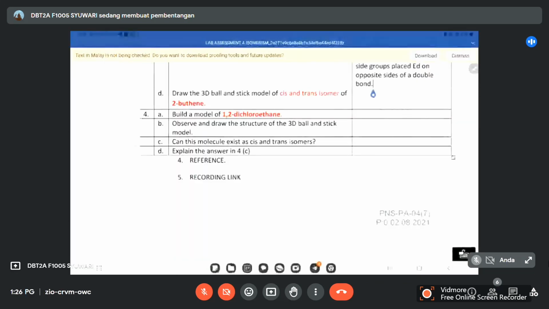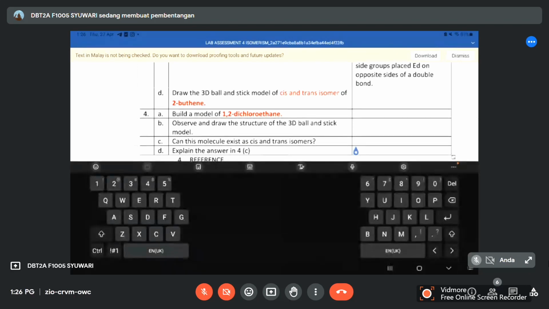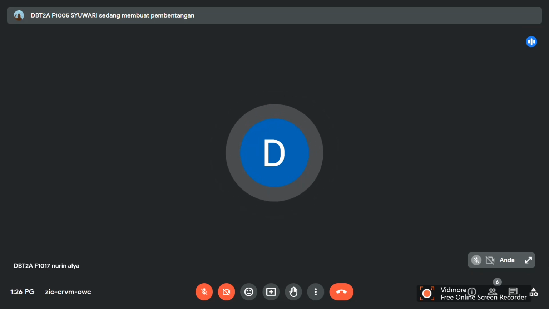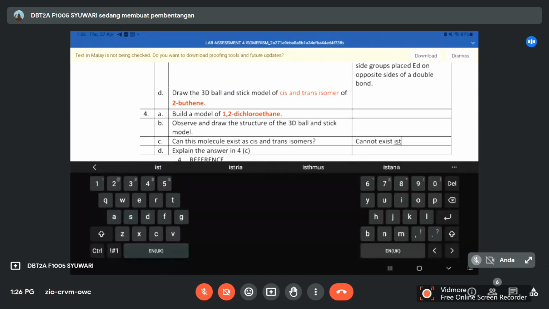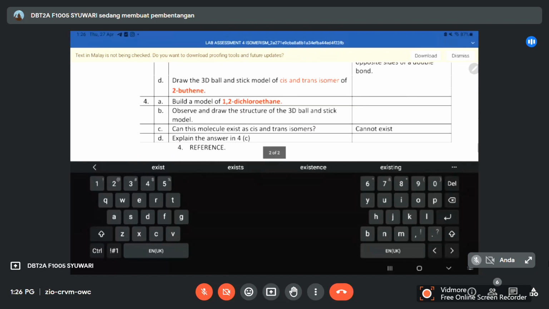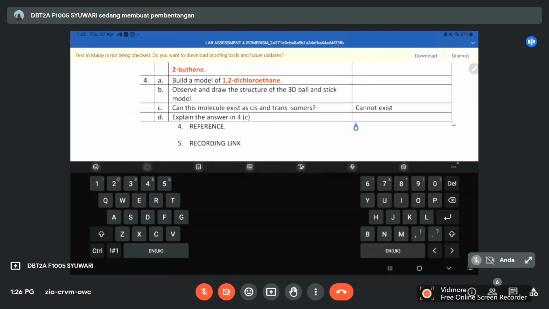So we have answered the question for B, and we proceed to C. Can this molecule exist as cis and trans isomer, guys? Nuri or Amma, can you respond? Cannot exist. Okay, why cannot exist?